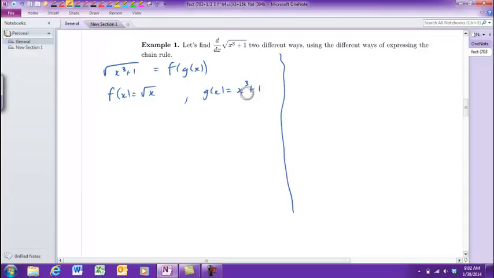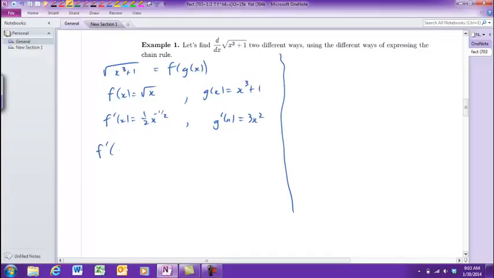So the g of x is my inner function, that's inside the square root, and the f of x is my outer function, that's that square root there. And then we take derivatives. This is going to be 1/2 x to the negative 1/2, and g prime of x is equal to 3x squared.